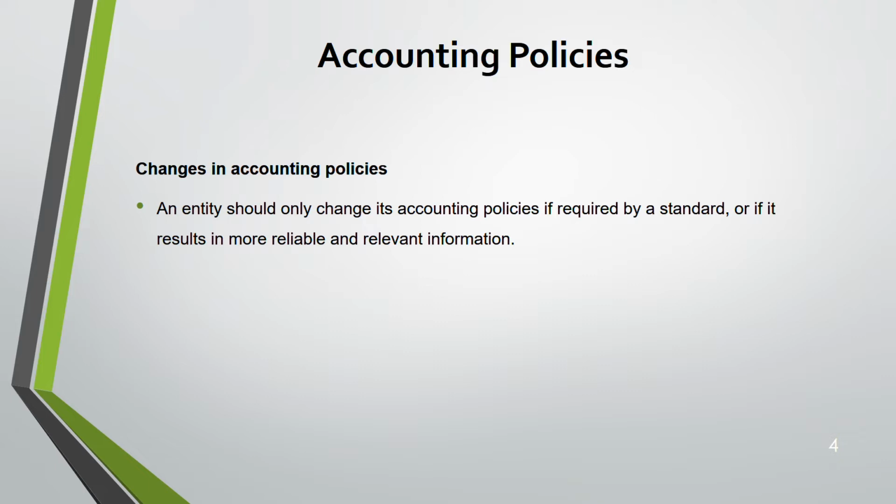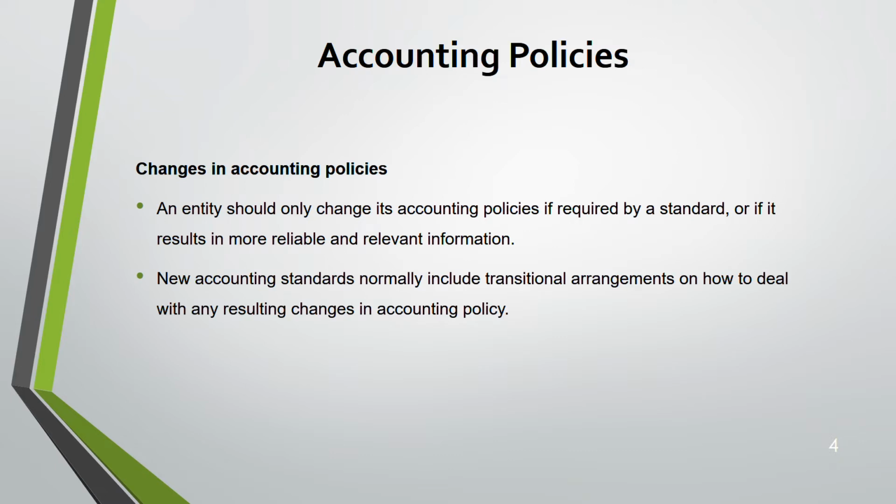Let's say you have been recognizing depreciation using the straight line method for 4 years. But in the fifth year, you think reducing balance gives more relevant or reliable information, or the standard says so. So you can change in that condition, right? Not all the time. This change is very limited. But when it changes, how do you deal with it? That's the topic of this lecture.